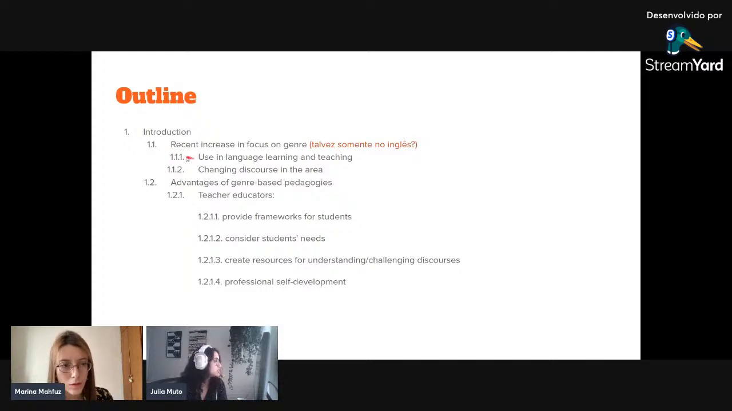And then he mentions, right, Ken Hyland is a he. He mentions the recent increase in the use of genre in language learning and teaching, right? And he also says that this could be due to changing discourse in the area, which is just the briefest of introductions, contextualization. And then he starts talking about the advantages of genre-based pedagogies. He doesn't put it in this way. He doesn't say the advantages are, but he does write, there has recently been an increase in focus on genre.